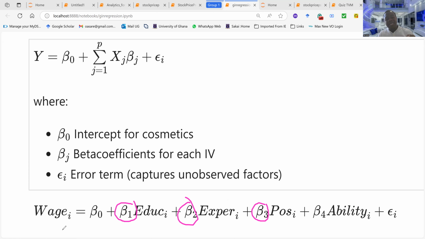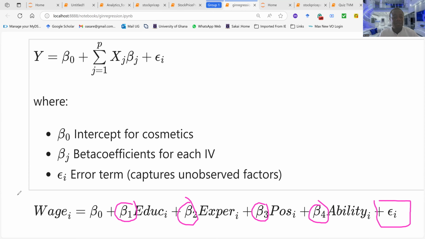Another thing about the estimated regression equation, apart from having the beta parameters be numbers, is that the error term is gone. So the estimated regression equation has no error term. Keep that in mind.